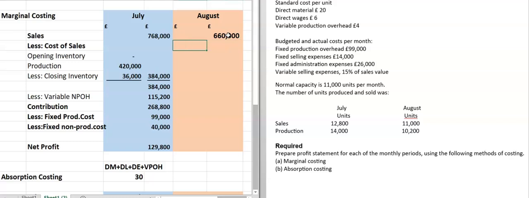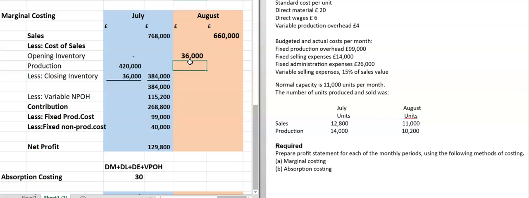Do you have any opening stock for this? Yes, we have. What is our opening stock? July's closing stock will be the opening stock of August. So the opening stock will be here 36,000. This one. So this is 1,200 units. We already know that. Then after that, do you have any production?